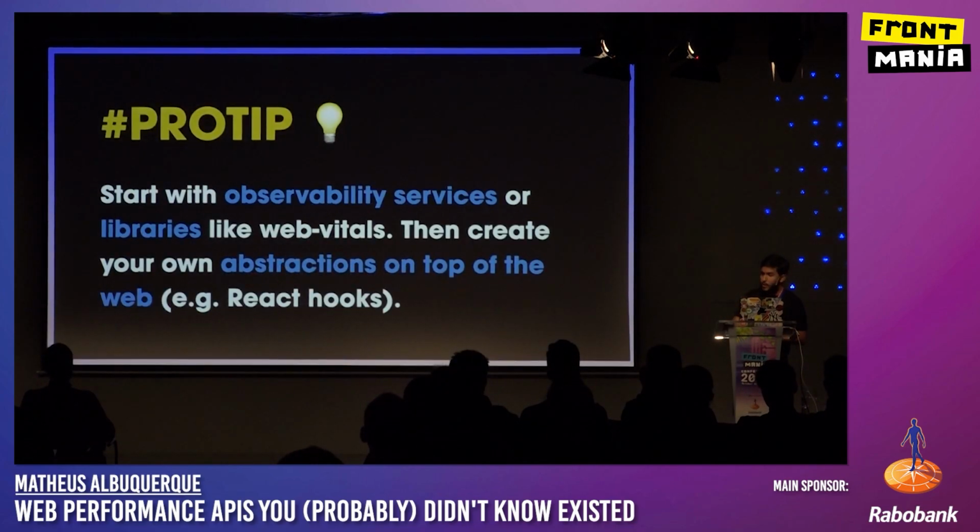So what I would say is, if you're interested in that, it's overall safe to start with those observability services, or maybe a library like Web Vitals. And then if you miss some metric, if you figure out another metric is important to your app, then you create your own abstractions on top of the specs we saw. So this abstraction can be, for example, a custom React hook, like the one we saw for getting network information.